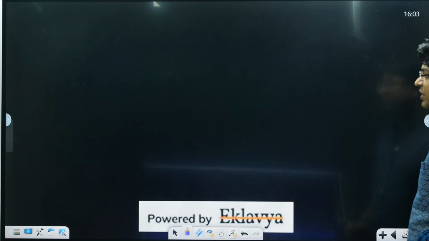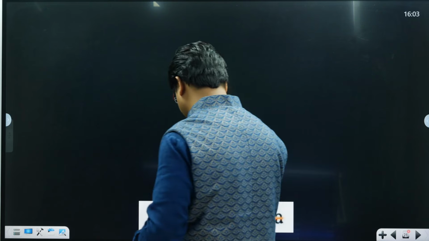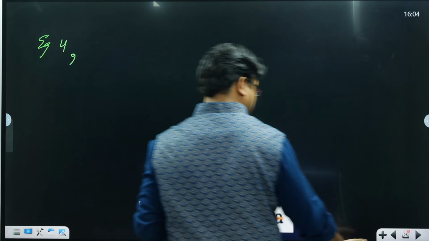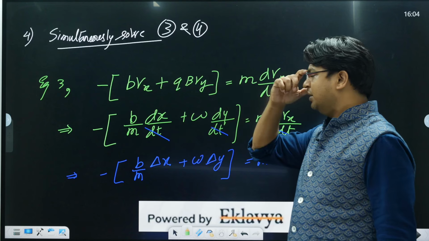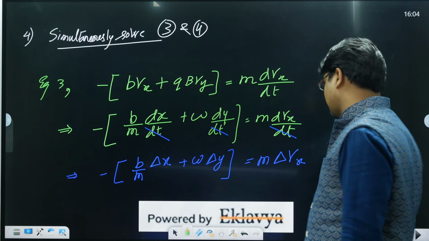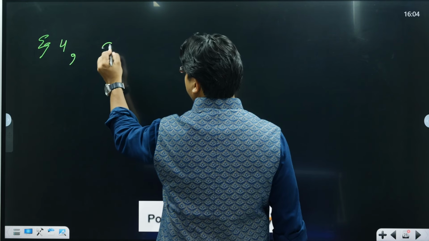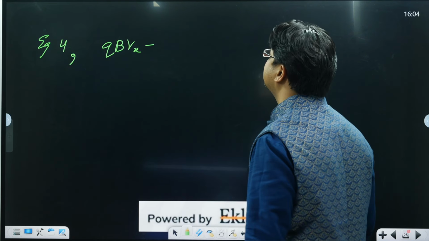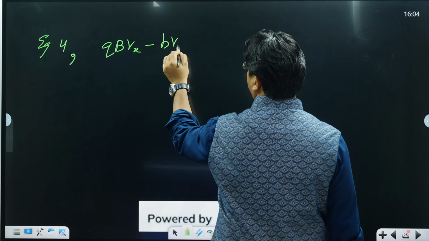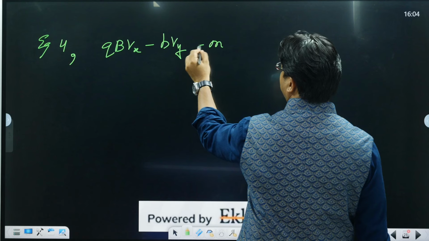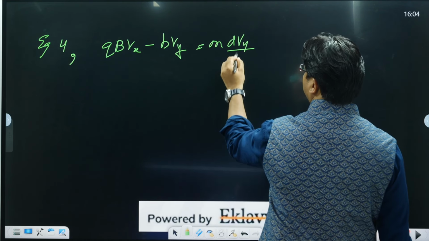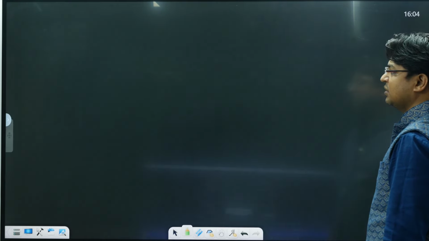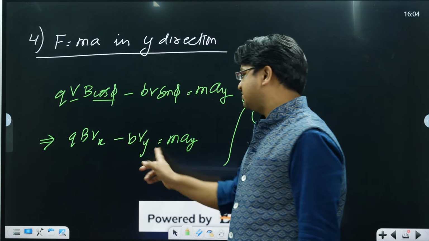We'll do a similar step by using equation number 4. We can probably recall equation 4 by looking at this. What I remember is it was QBVX minus BVY is equal to M dVy by dt. We'll go back and confirm this. So QBVX minus BVY. So we are okay.